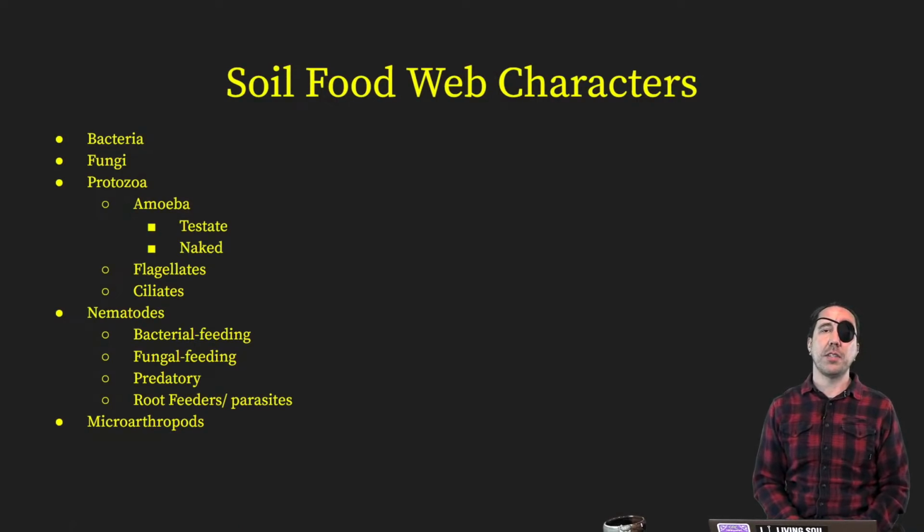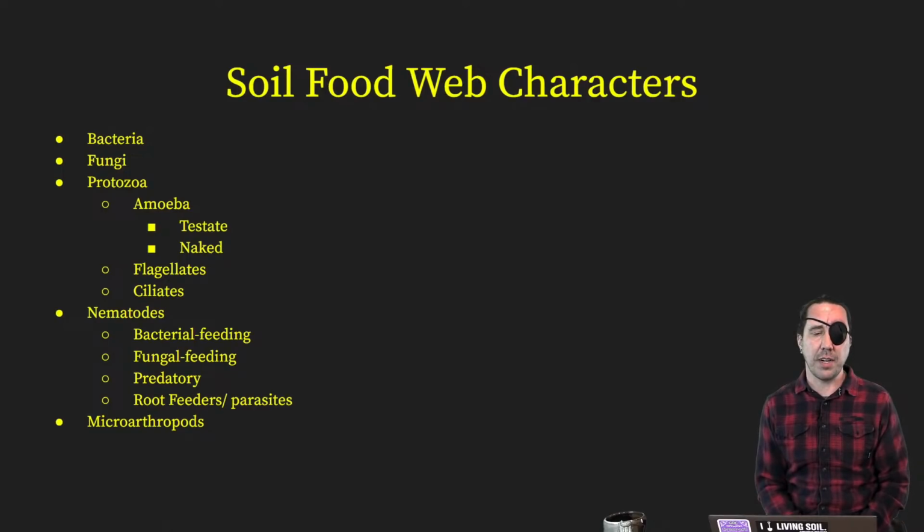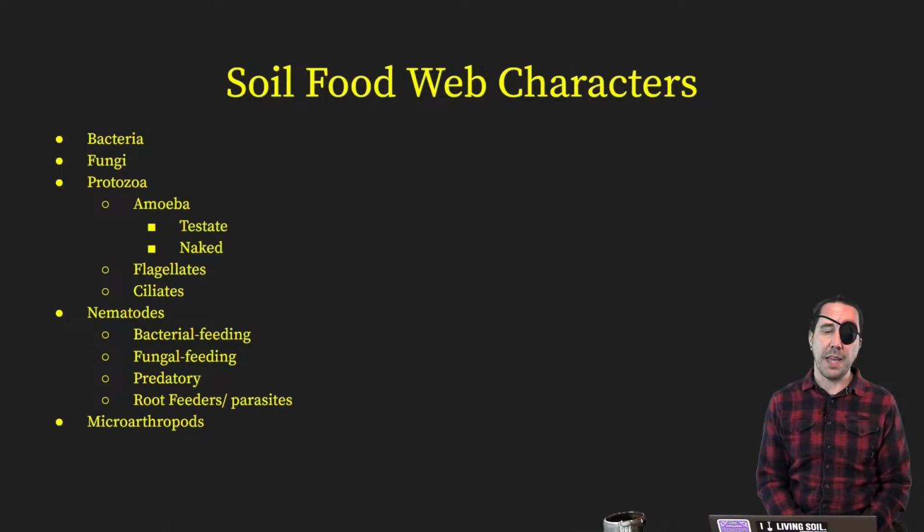So soil food web characters, a quick run through. We've got bacteria, we've got fungi, we've got protozoa, and protozoa are made up of amoeba, flagellates, and ciliates. And within the amoeba, we've got testate amoeba and naked amoeba. So I've got a picture coming up here of a testate amoeba. It's hard to get pictures of naked amoeba. I don't have any good photos. I can kind of explain the naked amoeba while we're looking at the picture of the testate amoeba. And then I'll be going through flagellates, ciliates, nematodes.